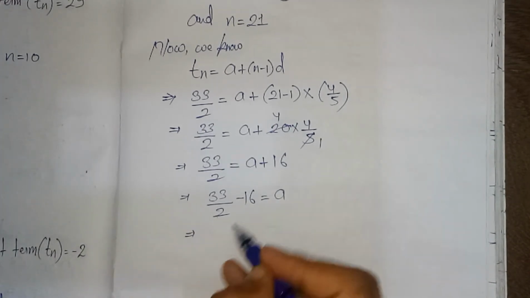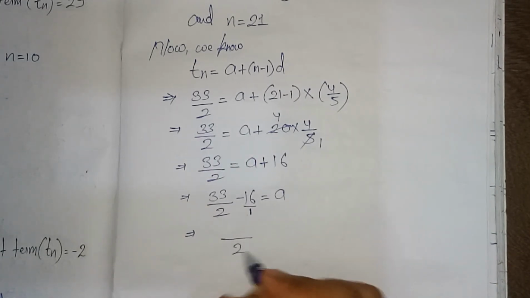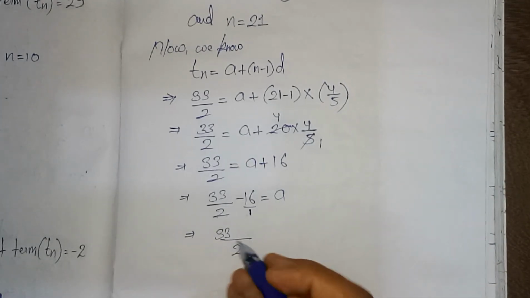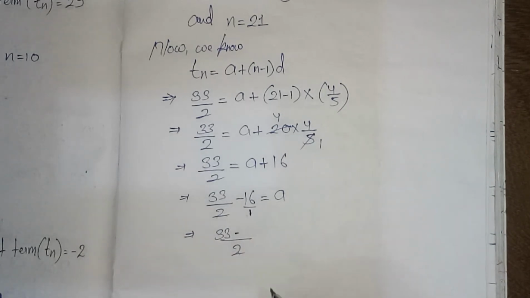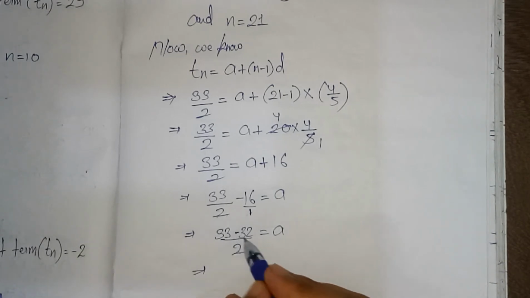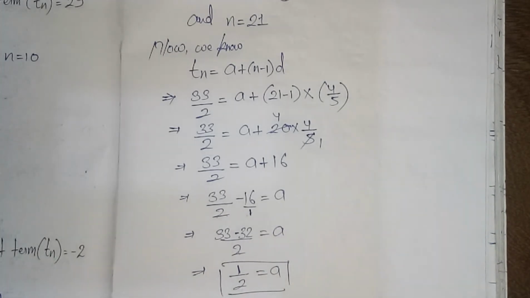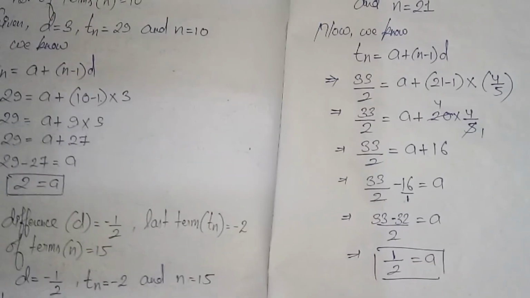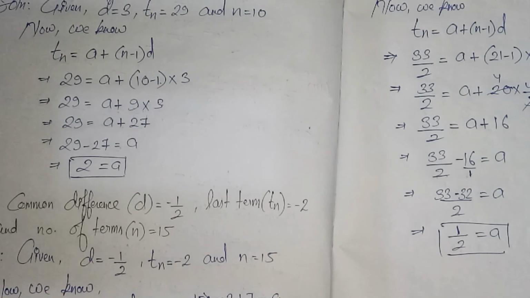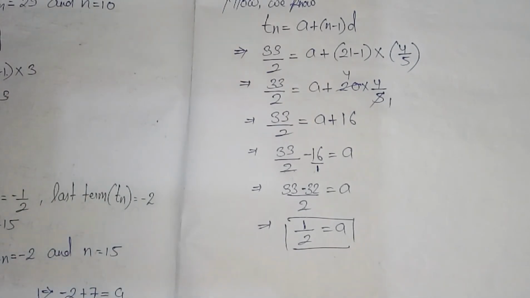Now this is simply equal to, if there is nothing, then you can assume it 1. Now if you take the LCM of 2 and 1, it will be 2, right? 2 divided by 2 is 1, 1 multiplied by 33 is 33, same, minus 2 divided by 1 is 2, and 2 times 16 is 32, equals a, which implies 33 minus 32 is 1, divided by 2 equals a. So this is the final answer of this third part. So we have done all the three questions. The answer of the first part is a equals 2, that of the second one is a equals 5, and the last one is a equals 1 by 2.